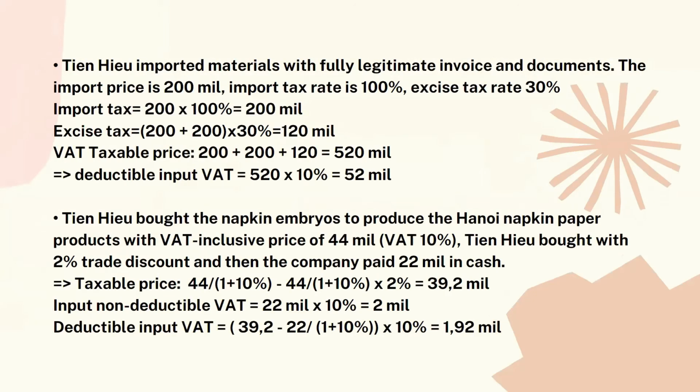The first is Tiến Hậu imports materials with fully legitimate invoices and documents. The import price is 200 million, import tax rate is 100%, excise tax rate is 30%. So deductible input VAT here equals 52 million. And the next is Tiến Hậu bought napkins to produce Hanoi napkin paper products with VAT inclusive price of 44 million, VAT at 10%. Tiến Hậu bought with a 2% check discount, and then the company paid 22 million in cash. So input non-deductible VAT here equals 2 million, and deductible input VAT here equals 1.92 million.